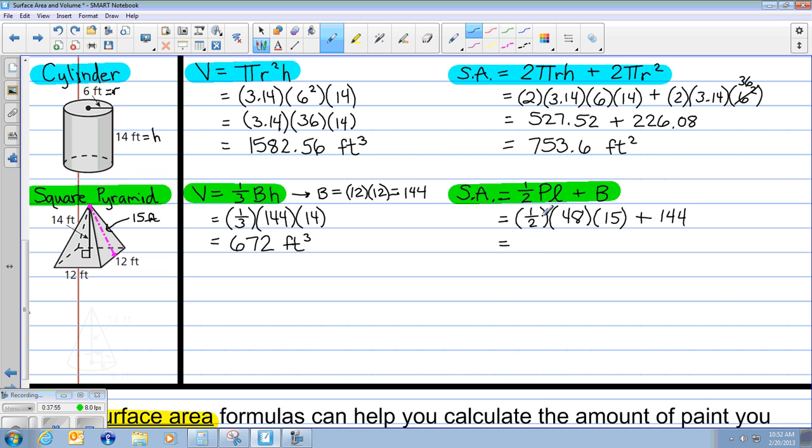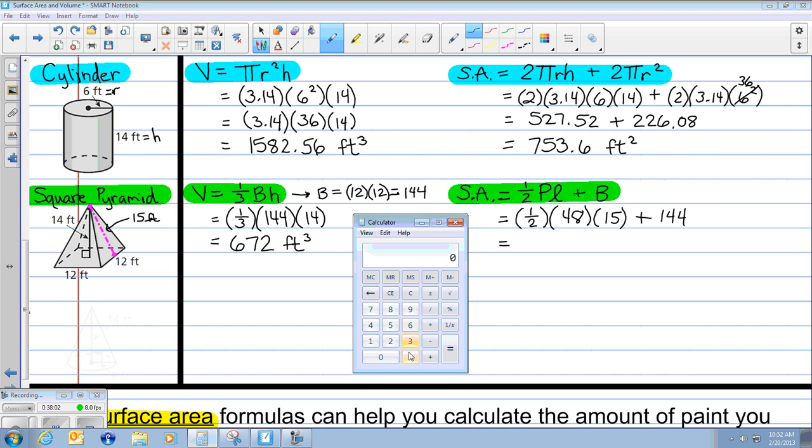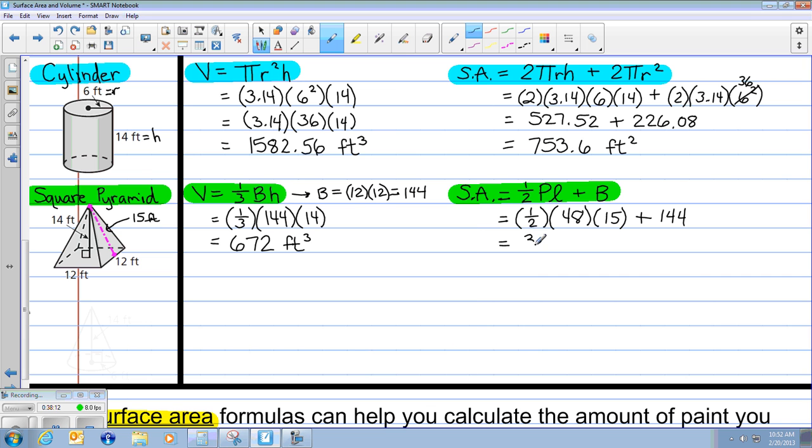So we don't have the issues with 1/2 that we had with 1/3 because 1/2 is actually 0.5. So I can just do 0.5 times 48 times 15 equals 360. And then we have to add on the 144.